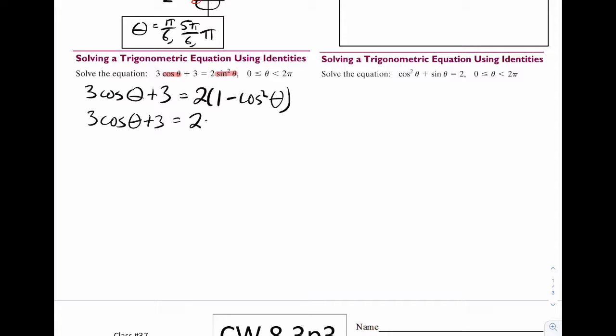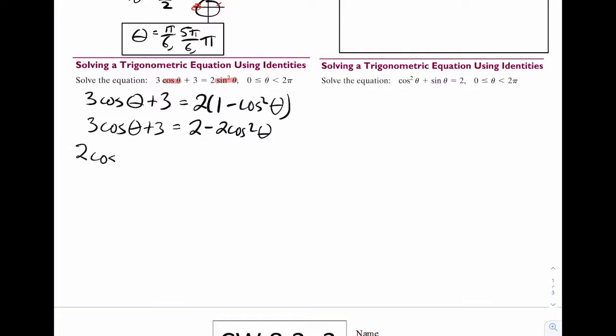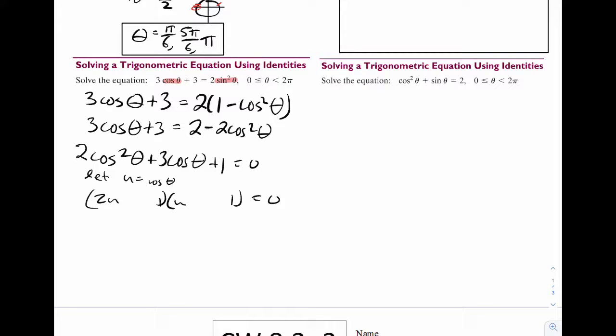Let's multiply it out. Let's move it all to one side. So 2 cosine squared theta plus 3 cosine theta plus 1 equal to 0. We'll do our u substitution. So I'll state let u equal cosine theta. We're going to factor this. So that's 2u and u, 1 and 1.